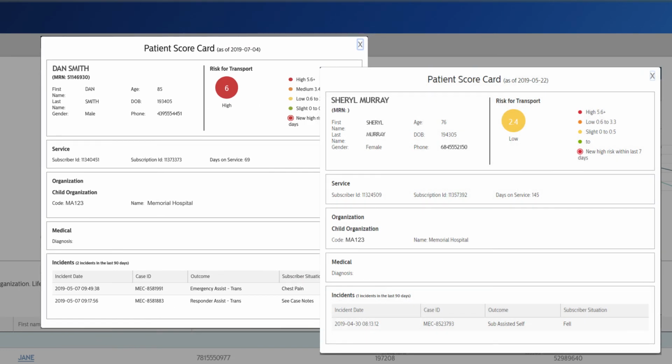Keep in mind that reasons for patients to be classified as high risk or to have an increasing risk for transport may not necessarily be evident in the scorecard. For instance, test calls are not shown as incidents, but our data shows that an increasing frequency of test calls may result in a higher risk for hospital transport. Those inputs are factored within the model.